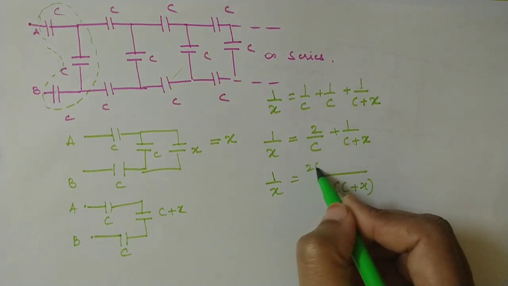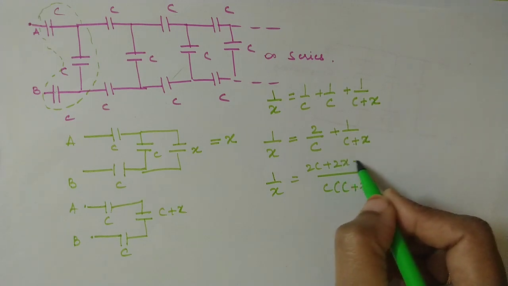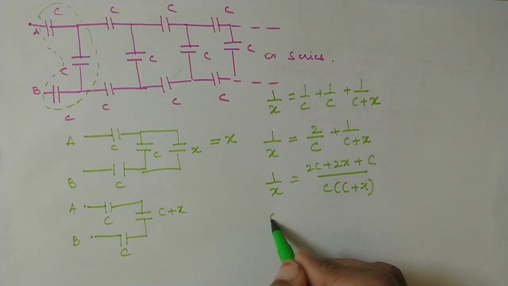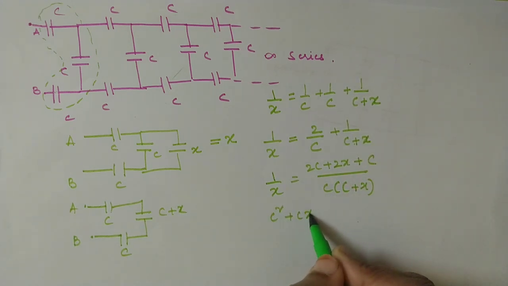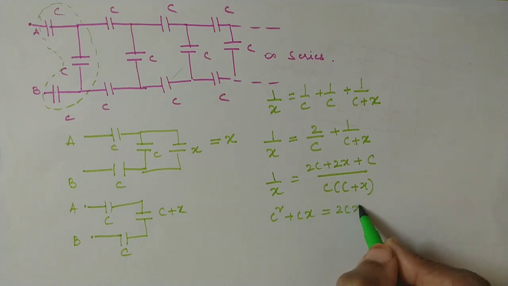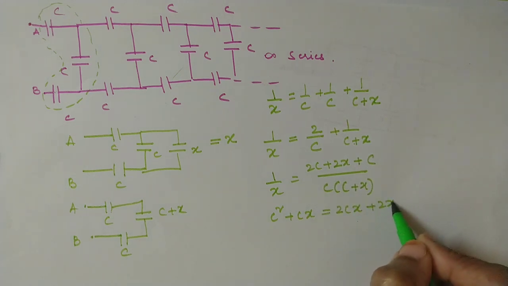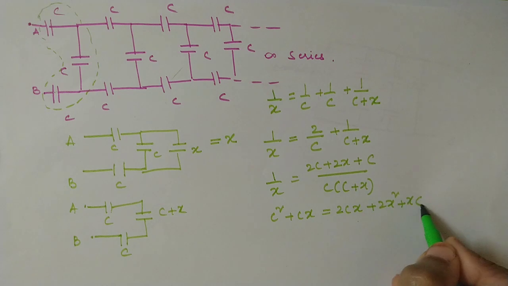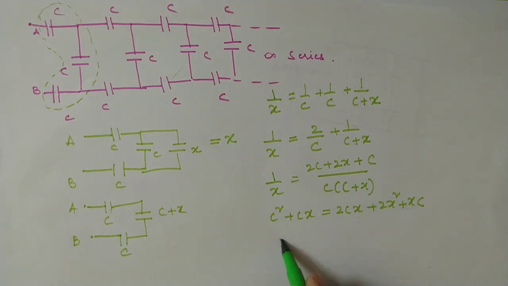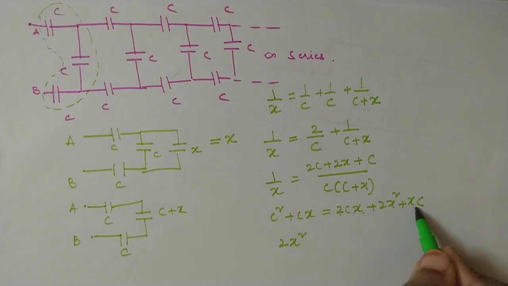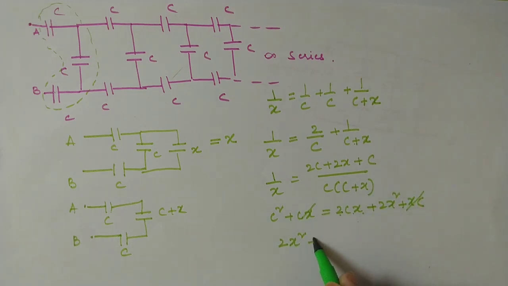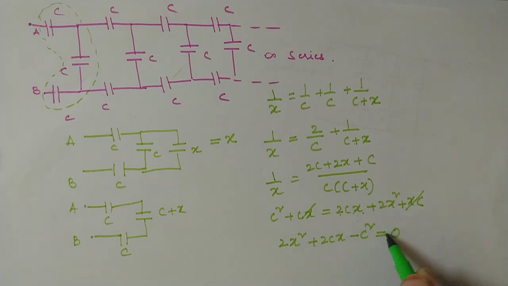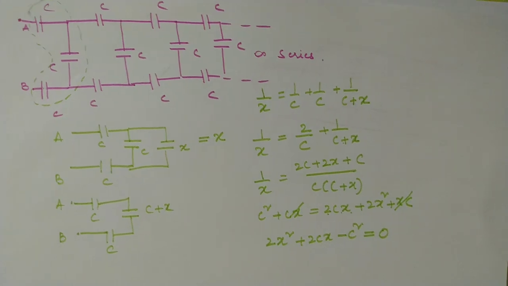Cross multiply. 2C plus 2X plus C, or C square plus Cx is equal to 2Cx plus 2X square plus Cx. Cancel off the Cx, so we get 2X square plus 2Cx minus C square equal to 0. See, we again got a quadratic equation. Find the roots to get the answer.